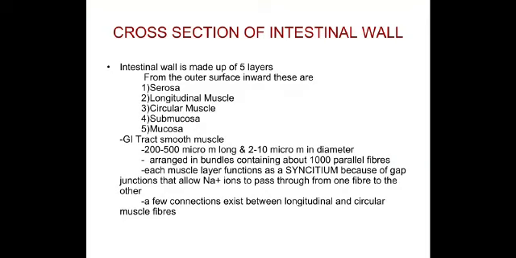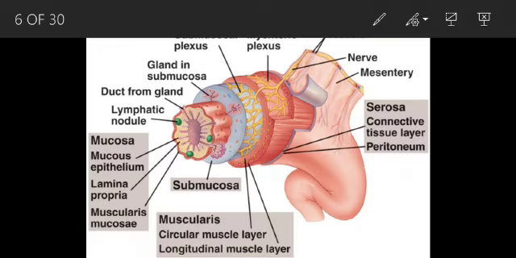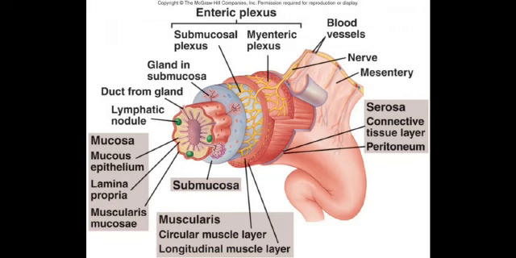Each muscle fiber functions as a syncytium because of gap junctions that allow sodium ions to pass from one fiber to another. A few connections exist between longitudinal and circular muscle. This is the outline. The outer layer is the serosal layer, with the longitudinal followed by the circular muscle, the submucosal layer, and the mucosal layer, which is lined by the epithelium.